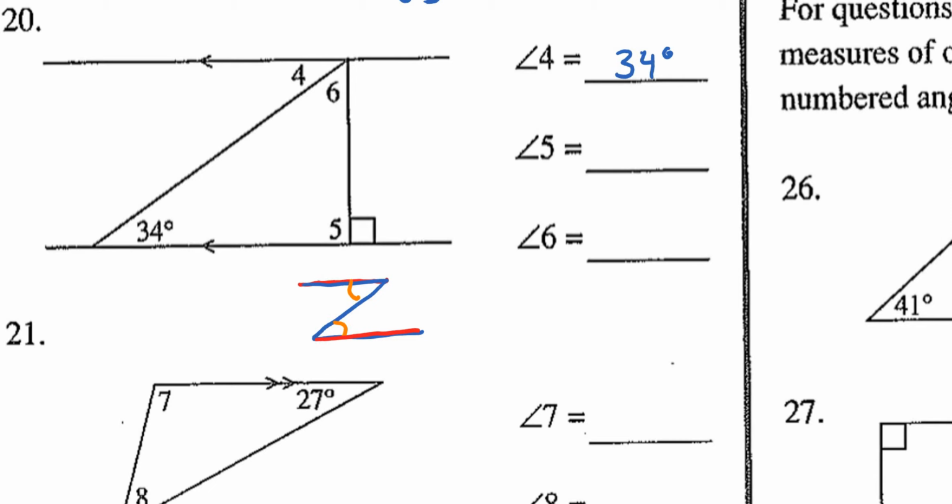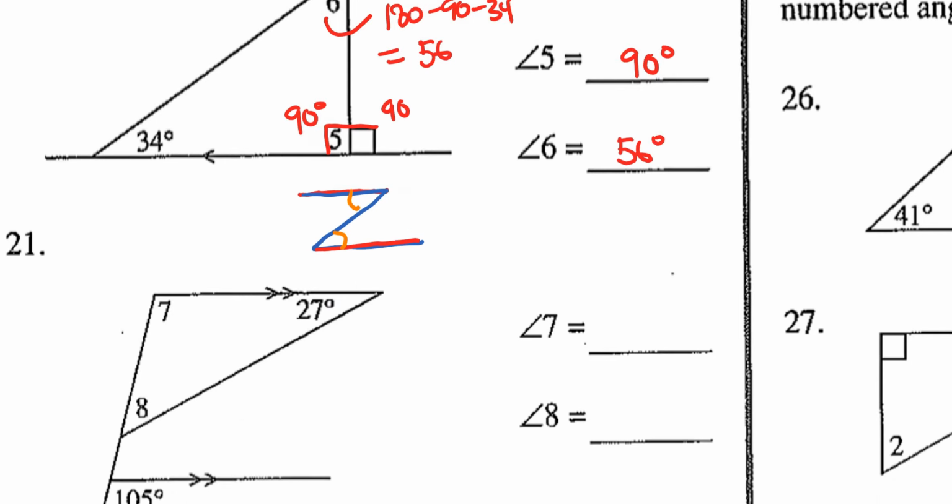Okay, and then angle number five is going to be easy because if this is 90 degrees on the right-hand side, then angle five also has to be 90 degrees. So angle number five is going to be 90 degrees. And then for angle number six, you can simply do 180 minus 90 minus 34, and that will give you 56 degrees. So angle number six is going to be 56 degrees.